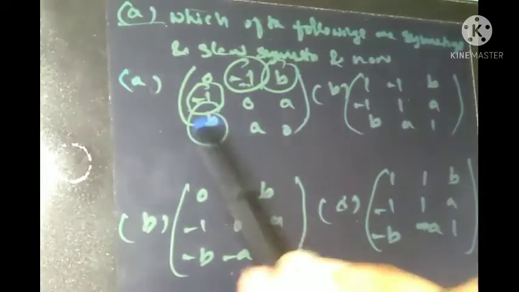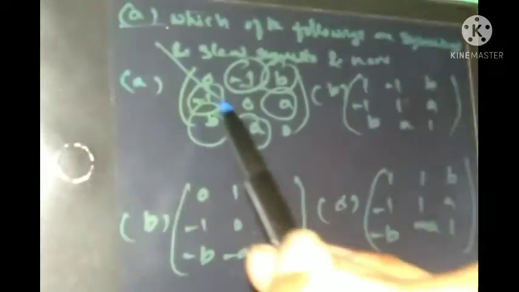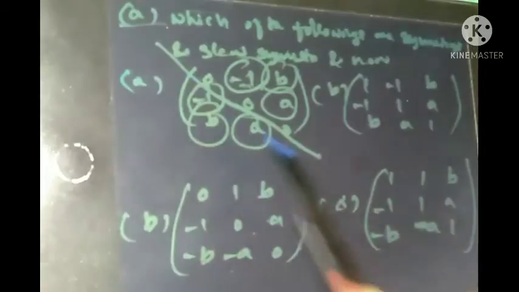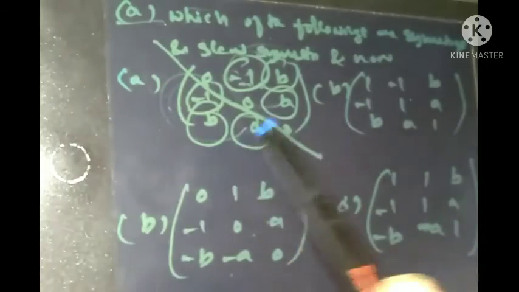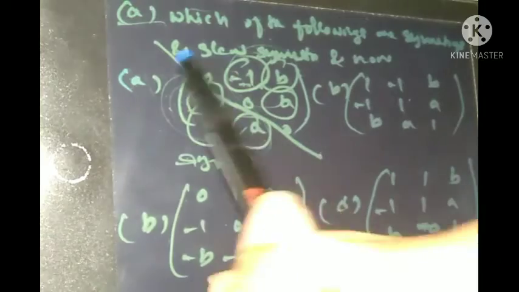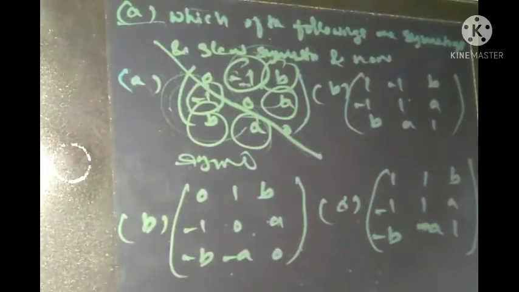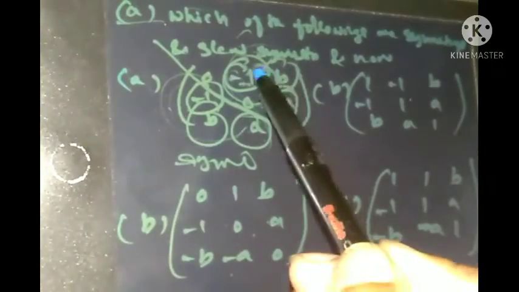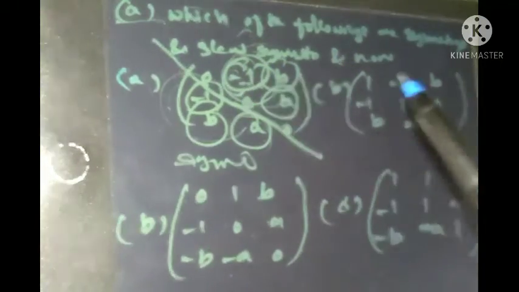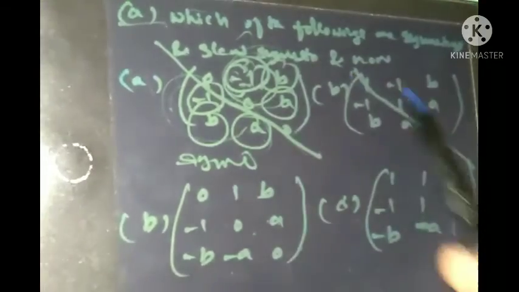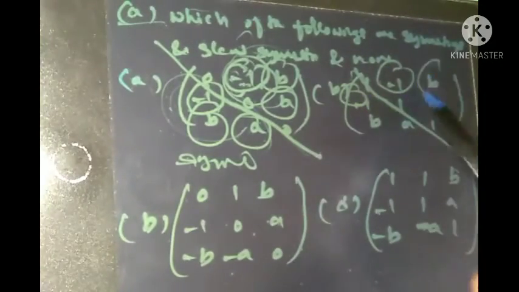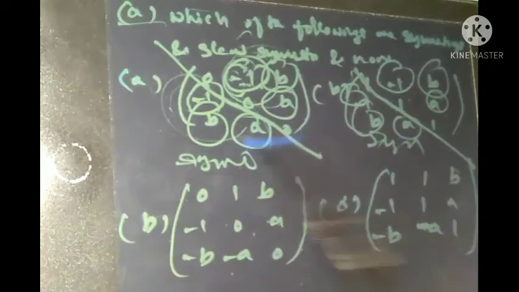B is the same here, and a here also the same. We take a mirror image across the diagonal, and the elements above come the same below as well. That means this is symmetric. Diagonal elements can be any real number, 0 or anything, but in the case of skew symmetric, the diagonal elements must be 0, and if one element comes here, the opposite element is the negative of that element. We take the mirror across the diagonal, minus 1 minus 1, b b, a a, so this is symmetric.